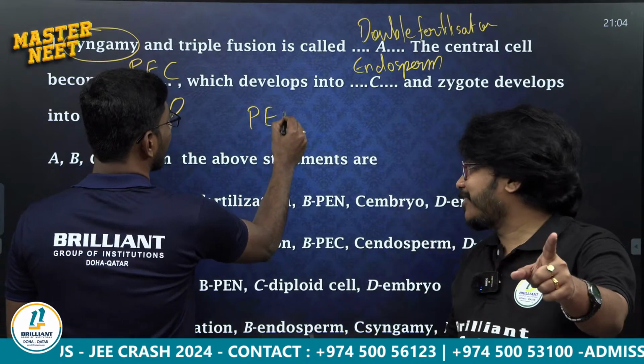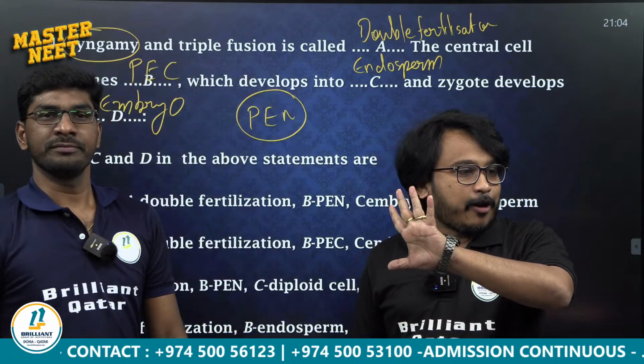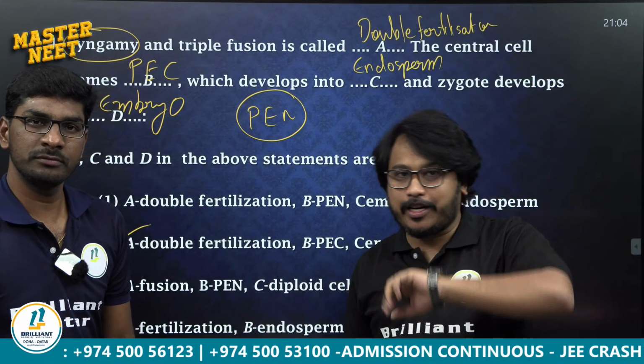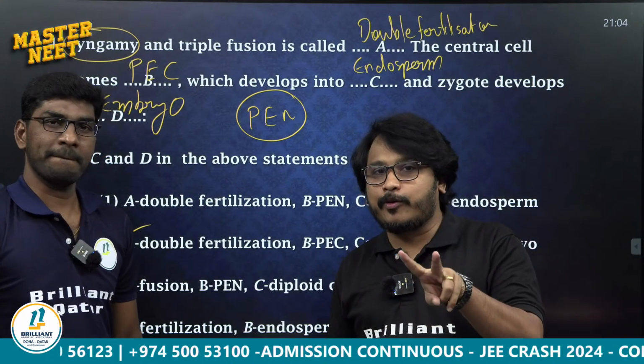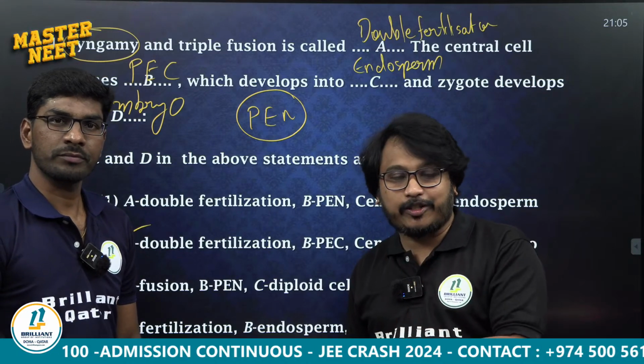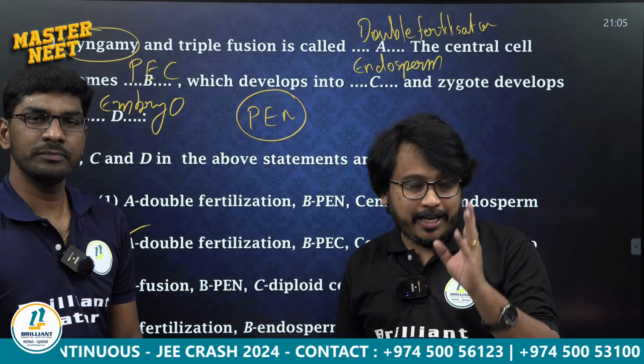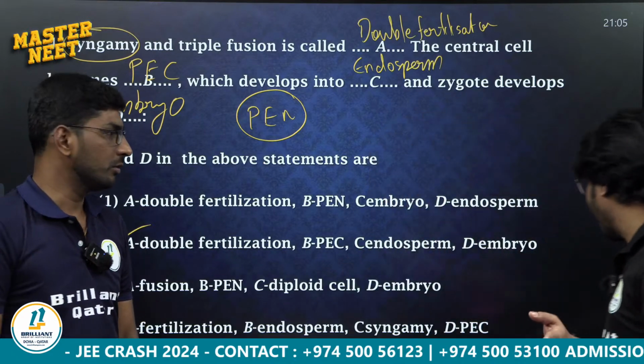Reem has commented, yes, it's 5, good. Kavya also commented it's 5 nuclei. 5 nuclei means 2 polar nuclei, 1 male gamete, then the second male gamete and the egg. Total 5 nuclei are involved in double fertilization. And remember, it's the unique feature of angiosperms. Coming to the next question.